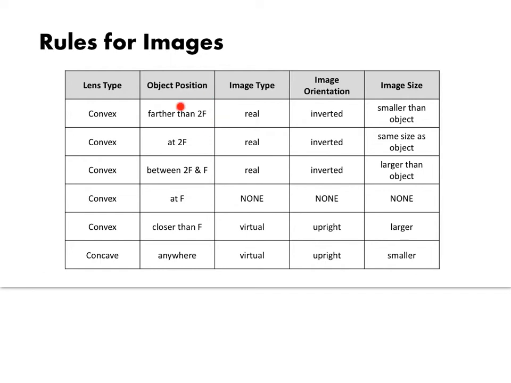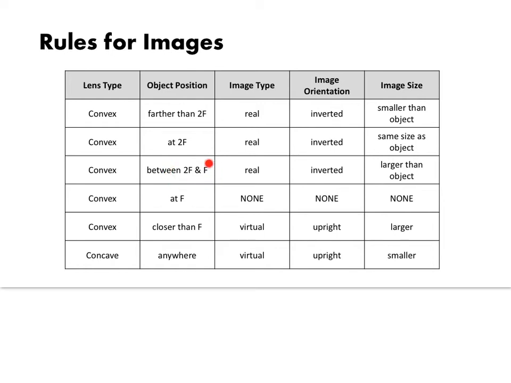Now right here it says 2f. 2f means 2 times the focal length. So let's say a nice round number. Let's say that your lens has a focal length of 10 centimeters. If you have an object that is 20 centimeters or farther away, then the image that appears will be smaller than the object itself. As you move the object closer to the lens, that image will get bigger. When you get exactly to 2 times the focal length, then you have an image that is the same size as the object.